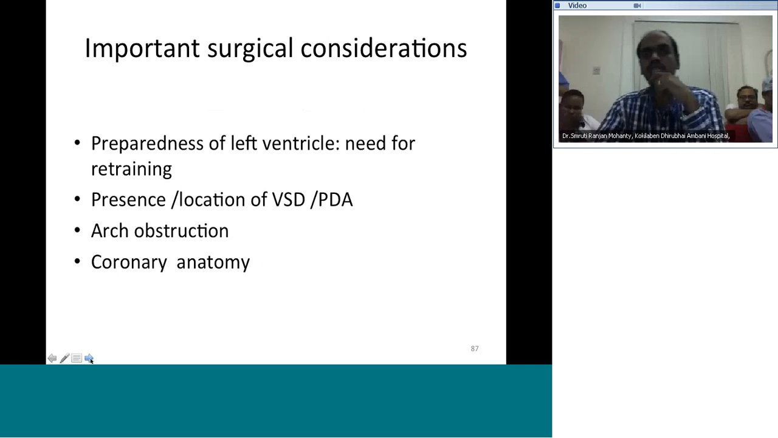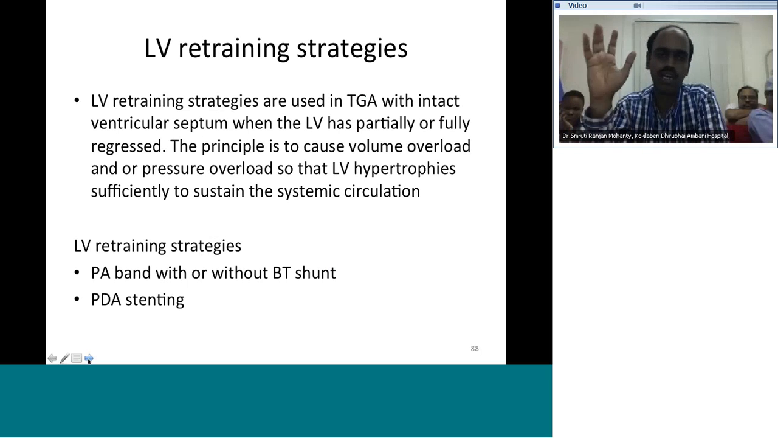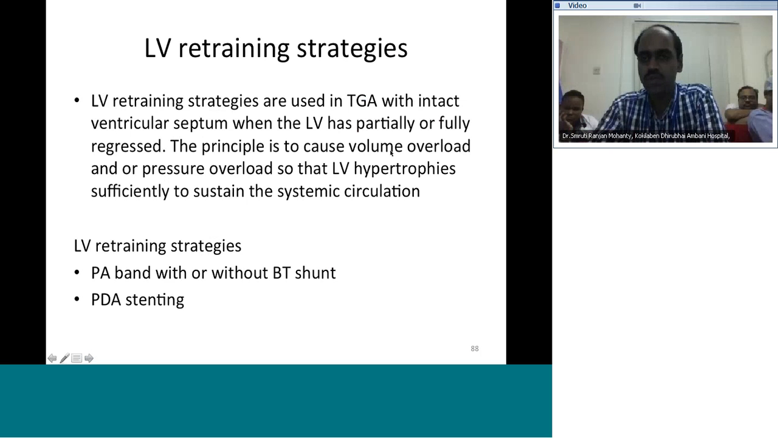Important surgical considerations: we need to identify the preparedness of the left ventricle, whether you need retraining or not, and the presence and location of VSD, PDA, arch obstruction, and coronary anatomy. What is LV retraining? LV retraining is used in patients who are having an inadequate LV, that means the LV has regressed already. What is the principle? You have to induce a volume overload and pressure overload to the left ventricle so that the left ventricle hypertrophies sufficiently to maintain your systemic circulation.